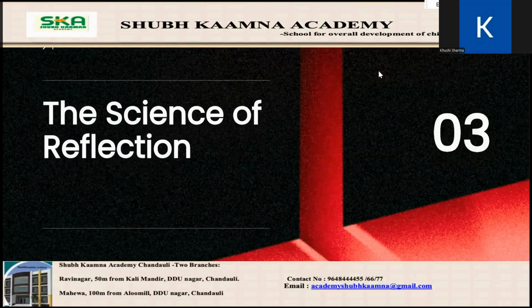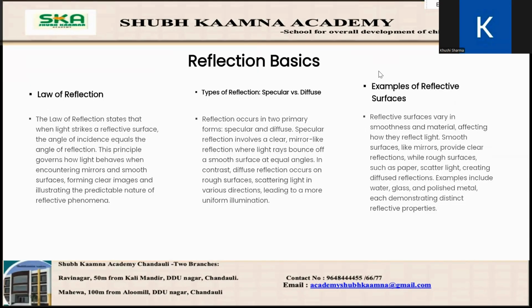Now, the science of reflection. Law of reflection. The law of reflection states that when light strikes a reflective surface, the angle of incidence equals the angle of reflection. Types of reflection: specular and diffuse. Reflection occurs in two primary forms. Specular reflection involves a clear, mirror-like reflection where light rays bounce off. In contrast, diffuse reflection occurs on a rough surface.